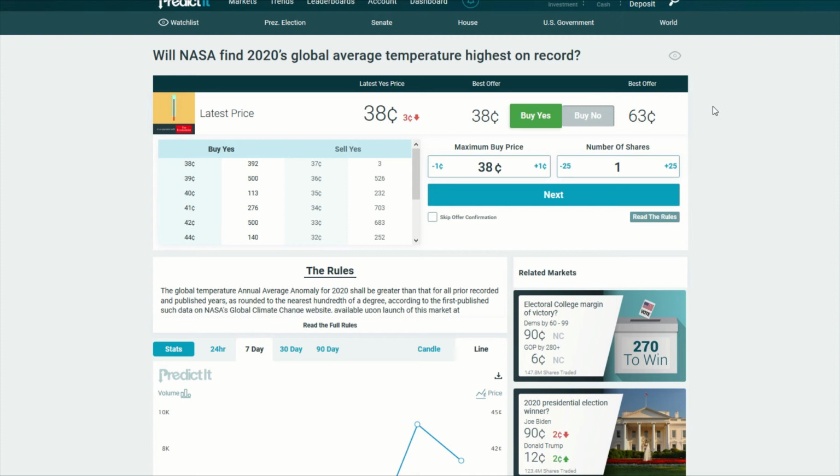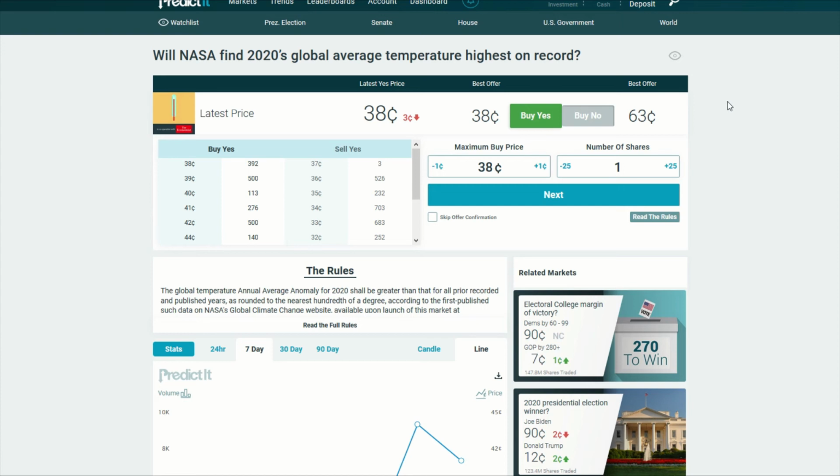And if you want to put more money into it, instead of buying one share of a bet, you could buy 10 shares or 20 shares. I hope that makes sense. If it doesn't, leave your question in the comments below and I'll try my best to answer them.